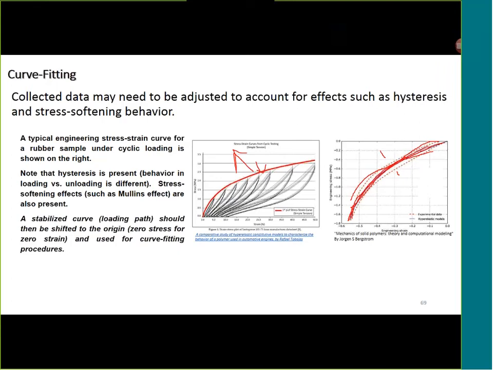Okay, so as a software provider, it is very difficult to recommend that you have to use the first loading curve or first unloading curve, or you have to use the 100 cycle curve or a 200 cycle curve. That you will come to know as you are gaining experience in this particular field.